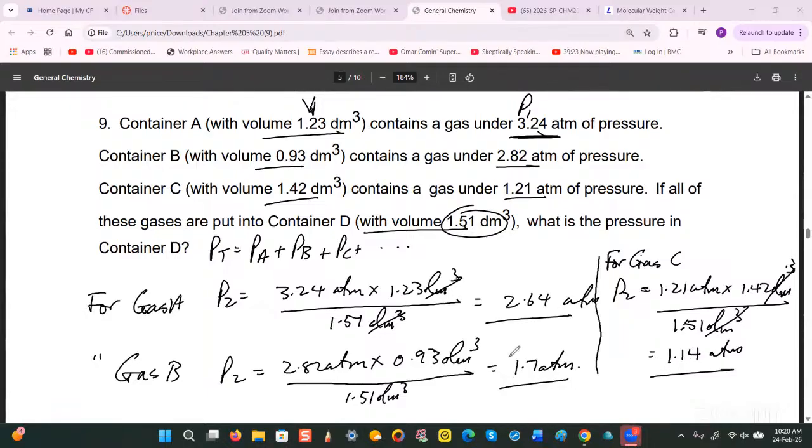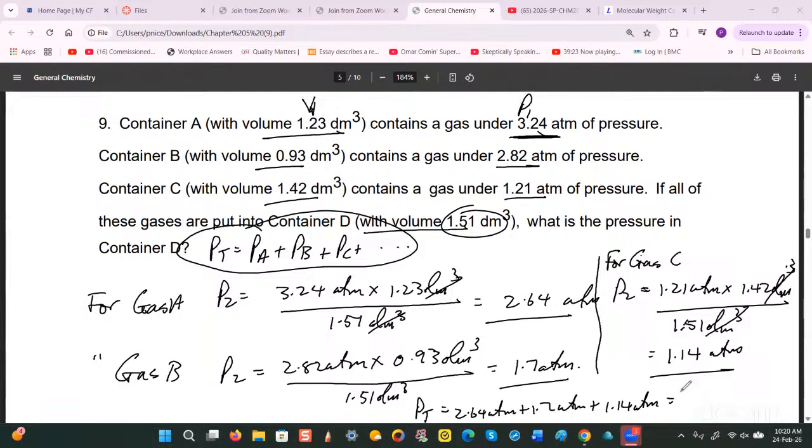So therefore what we need to do now is find the total pressure. And that's where this law comes in, Dalton's law. So the total pressure is going to be equal to the sum of these three. So that would be 2.64 atmospheres plus 1.7 atmospheres plus 1.14 atmospheres. So let's see what that gives. 2.64 plus 1.7 plus 1.14. And in this case I have to round off to 1 decimal place. So the final answer is 5.5 atmospheres. And that's how that is done.